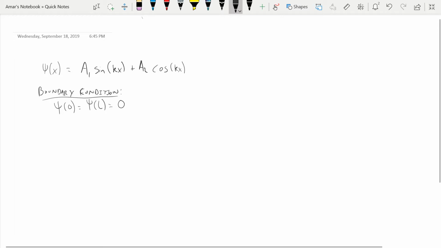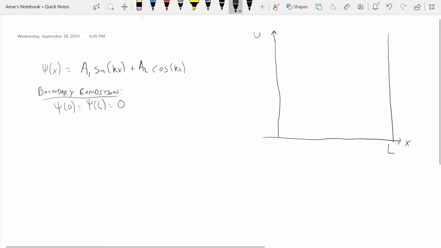All right, so this is what, if we draw the system out here again. So this is x equals L. And what we're going to draw here is the psi function. Yep, thank you. So psi of x. Okay. All right, so this is x equals L, and this is x equals 0.